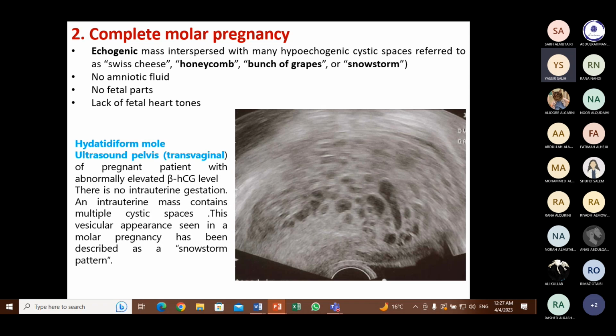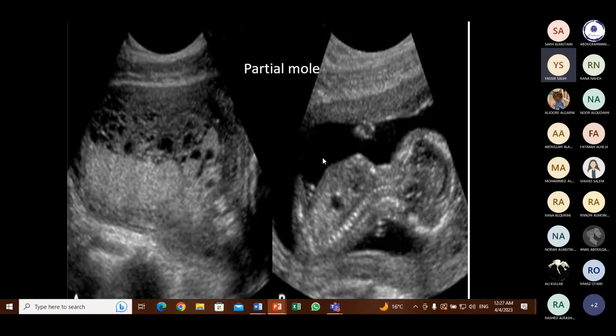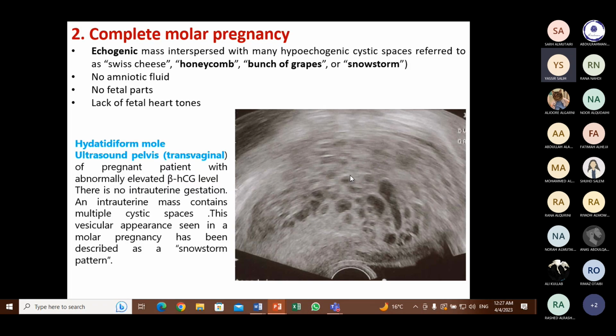pregnancy. The most important thing is that in complete molar pregnancy there is no fetal part and there is no amniotic fluid. In the partial one there is no amniotic fluid. Notice that there is no amniotic fluid. In this one there is a fluid and there is a fetal part, but in the complete there is no fetal part and no amniotic fluid. Of course, since there is no fetal part there is no heart beat. And the appearance we said we call honeycomb, bunch of grapes, or snowstorm.